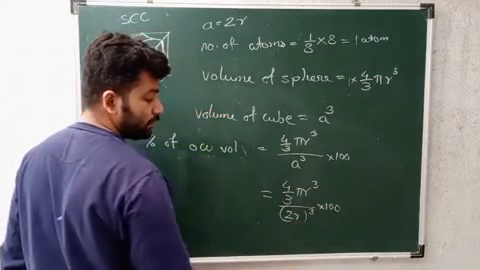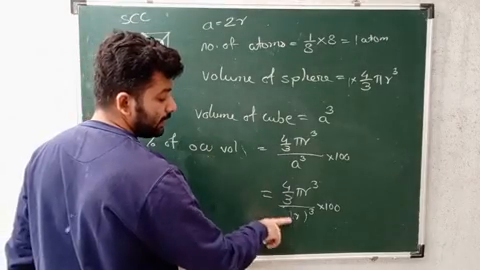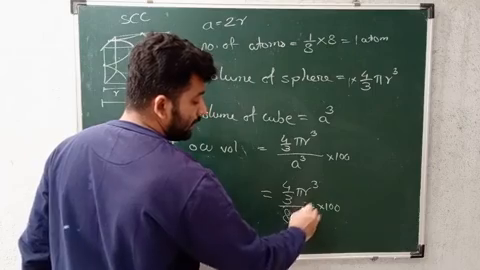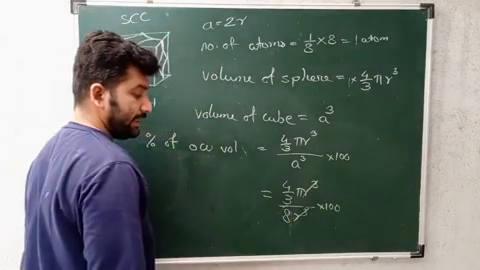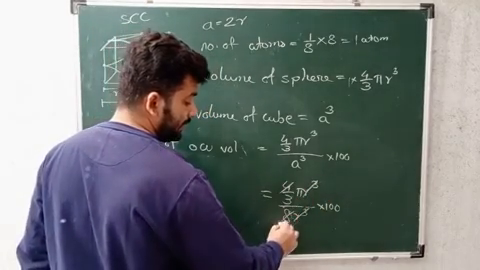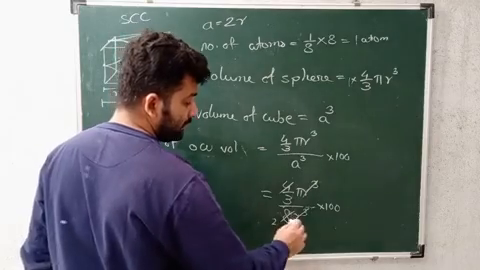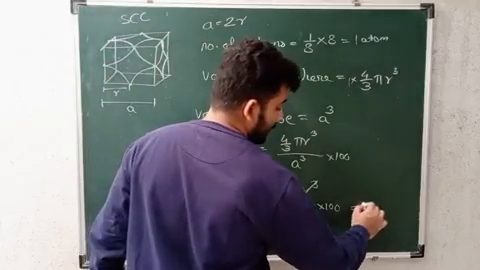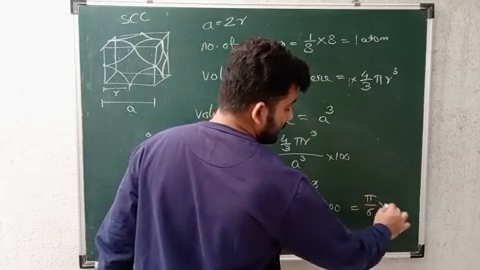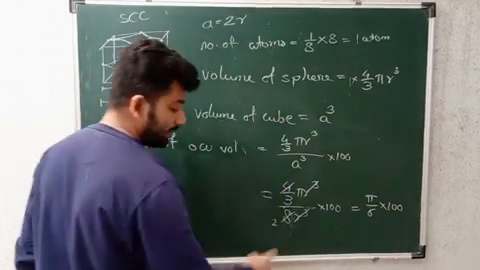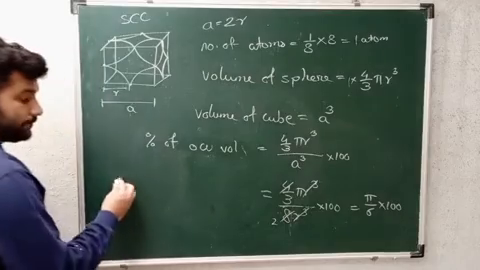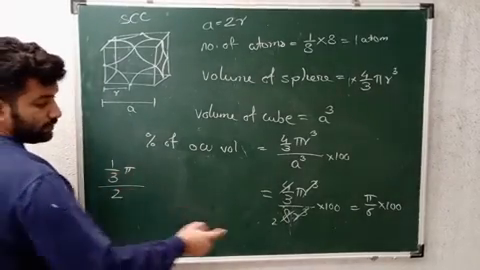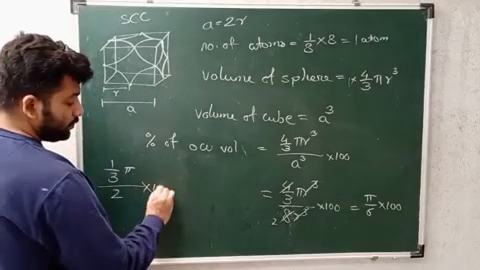When we open this cube we will get 8r cube. So I'll directly write over here 8r cube. R cube can get cancelled. We can write here 2. So that will be 2 by 3 pi, so I will get pi by 6 into 100. What I have done is, here I am having 1 by 3 pi and it is divided by 2. All other parts are cancelled, into 100.